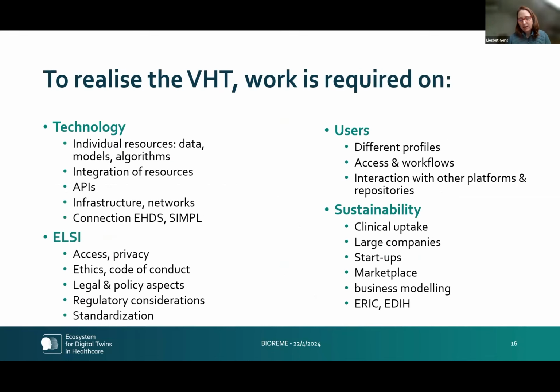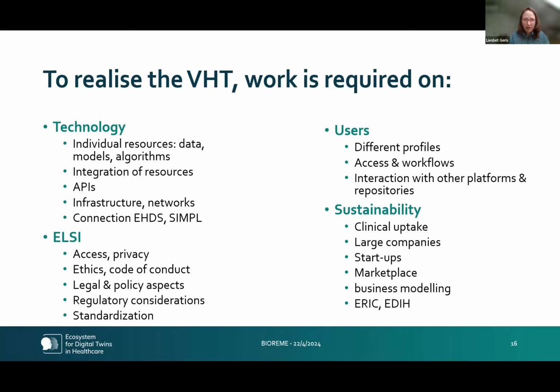Now, in order to realize this, and I realize it sounds quite naive, this is where we want to evolve towards. But in order to do that, there's quite some work that needs to be done. Of course, on the technology side, on the individual resources, because there's never enough data or never enough of the right quality and type of data. The integration of the resources, if you want to build multi-scale models, how do we do that?